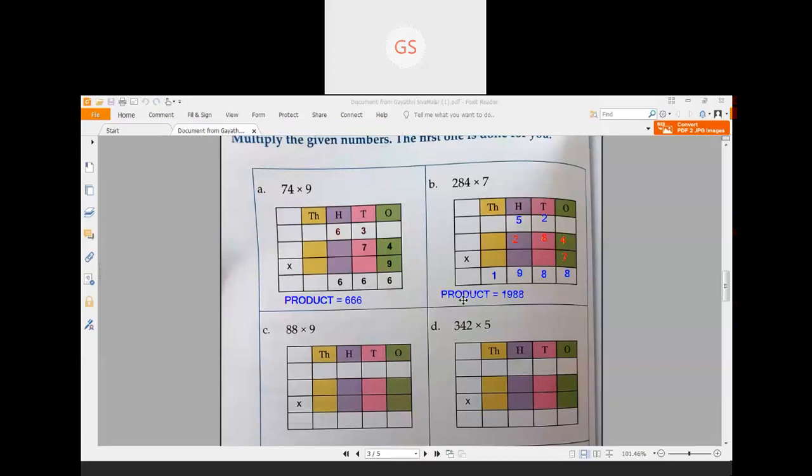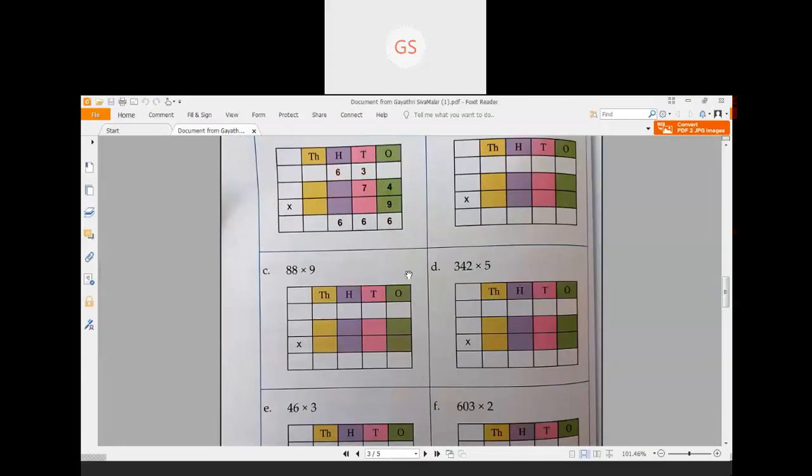See, this is very, very important, children. It is not only doing the sum. Finally, you need to write the answer. You have to take the answer and write it properly. Okay? So product is equal. What is product? The answer is called product in multiplication. Correct? Yes? Okay, fine. I think you all can do this sum C, D, E, and F. Yes? Okay, let us see the next thing. Shall we go to the next page?